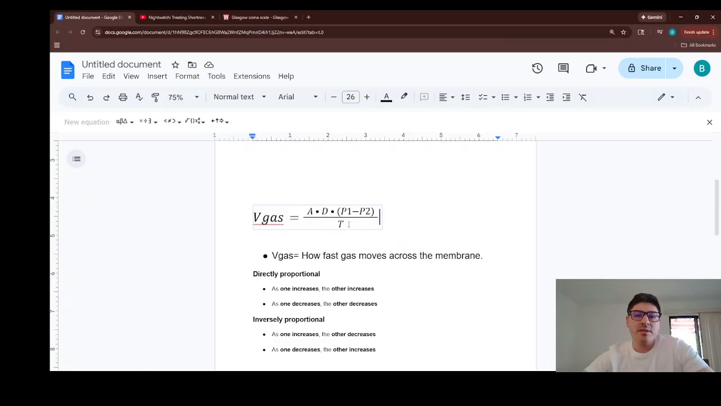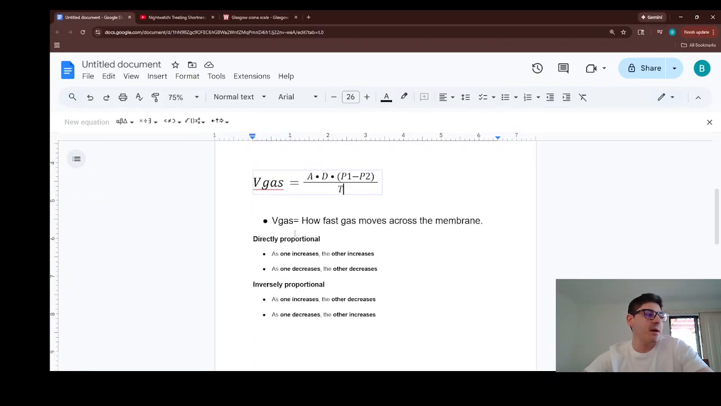And when we're taking a look at the bottom, the inverse is true. When our thickness increases, our diffusion decreases. And when our thickness decreases, our diffusion increases. And so that's why it is inversely proportional. As this goes down or up, the other is going to move in the opposite direction.